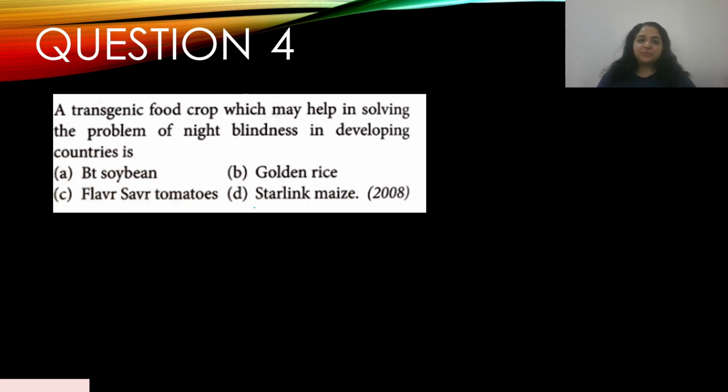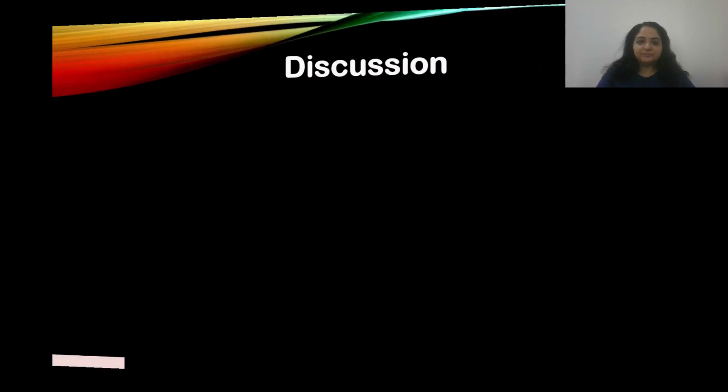Question number 4. A transgenic food crop which may help in solving the problem of night blindness in developing countries is, this appeared in 2008, A. BT soybean, B. golden rice, C. flavor saver tomatoes, and D. Starlink maize. Okay, so the question is a transgenic food crop that will solve the problem of night blindness, and that is B. golden rice. Okay, so the answer is B.